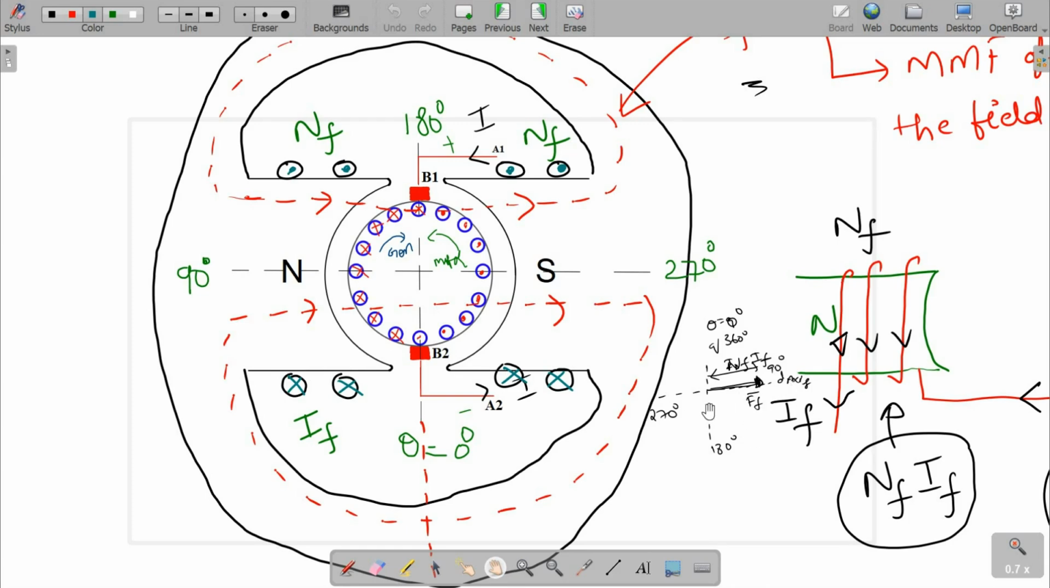See, whatever d-axis is represented here, this d-axis is nothing but this line, which is taken along the flux lines produced by the field poles. And the q-axis is perpendicular to your d-axis. This is the q-axis, and this is the d-axis.